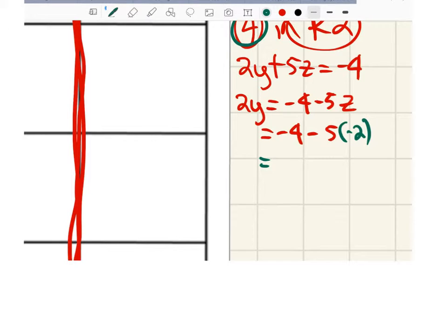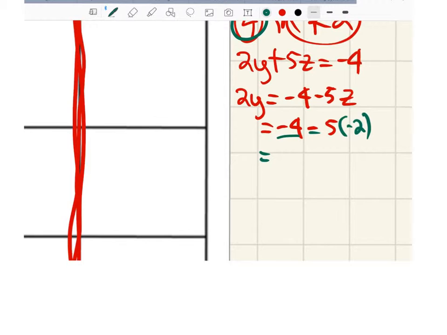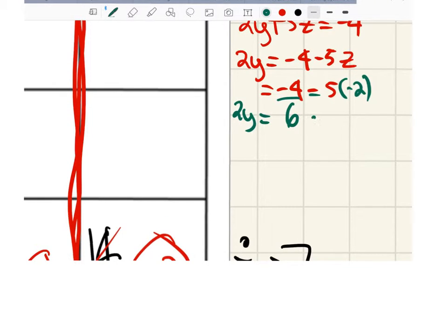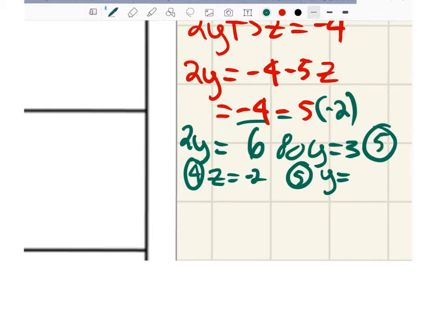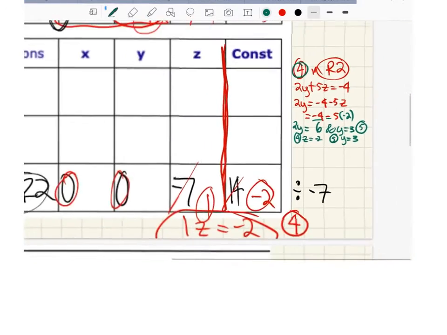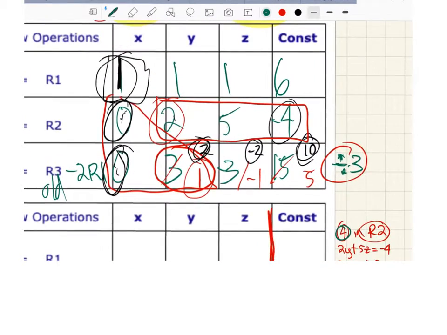Negative 4 minus 5 times negative 2, so that's negative 4 plus 10, which is 6. 2y is worth 6. Therefore, y equals 3. And that becomes equation 5. Okay, so equation 4 is z equals negative 2. Equation 5 is y equals 3. Now what do I do? Again, back substitution. Again, I move up another row.